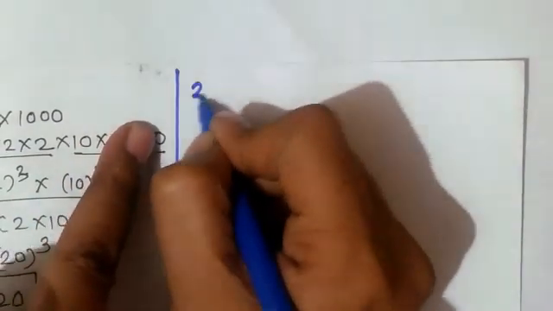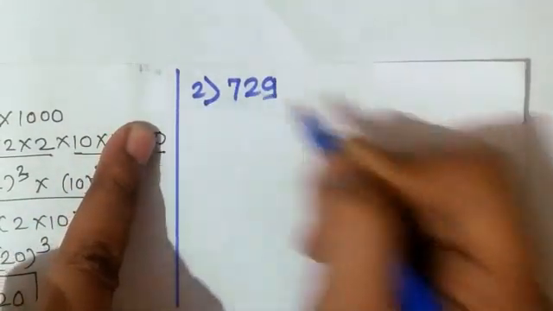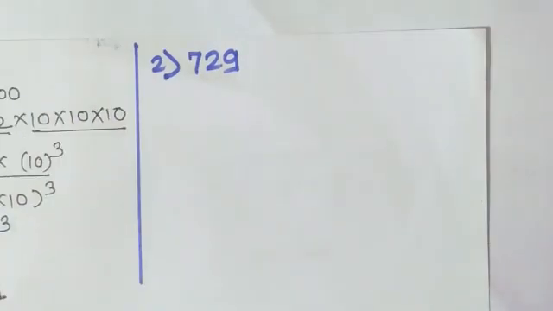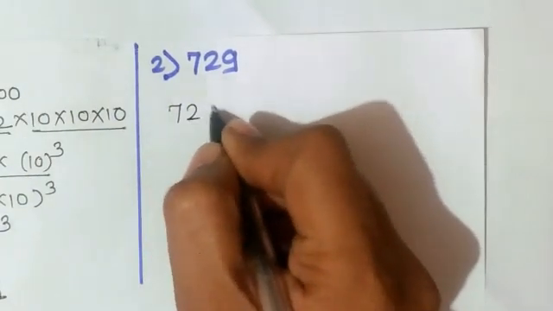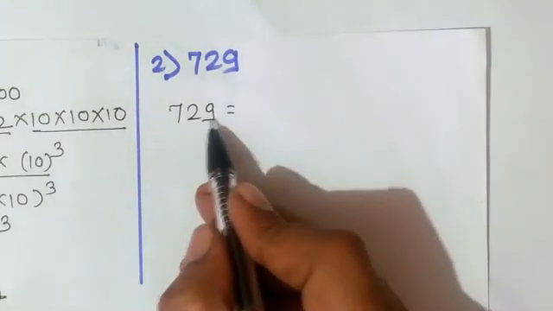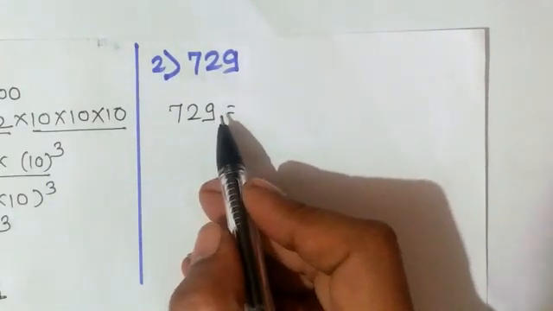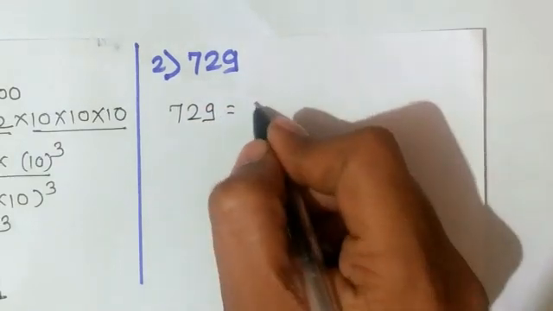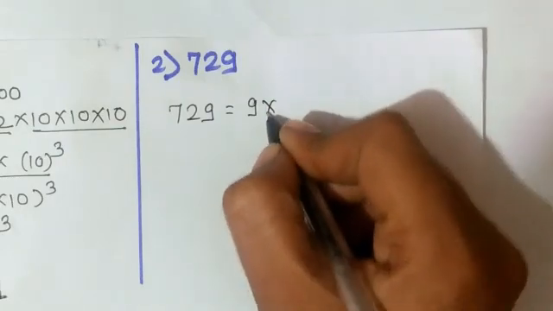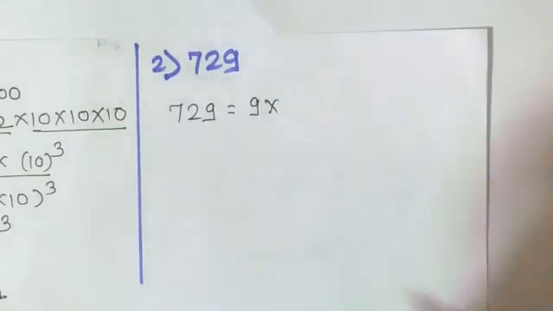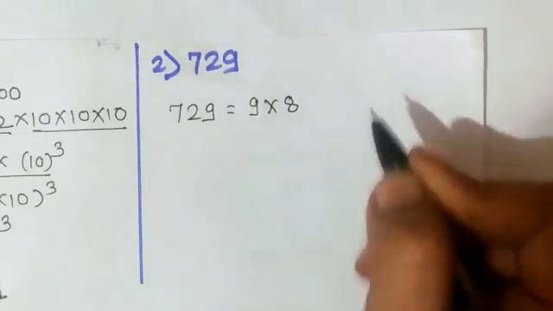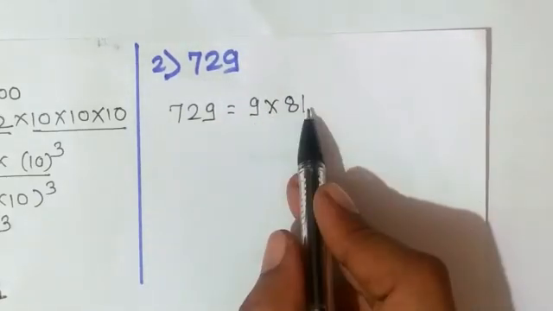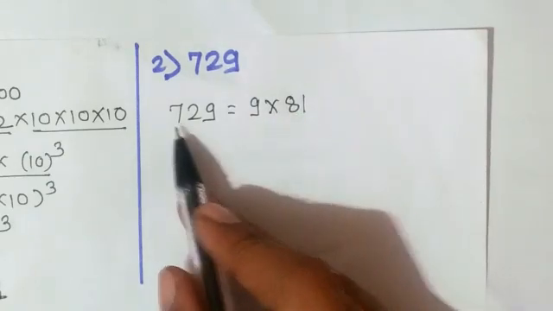Here the second question is 729. So how can we find the cube root? We will write 729 at first. 9 is at the unit place, which means we can divide this 729 by 9 also. So 9 8s are 72, 9 1s are 9. It means multiplying 9 into 81, we get the answer 729.